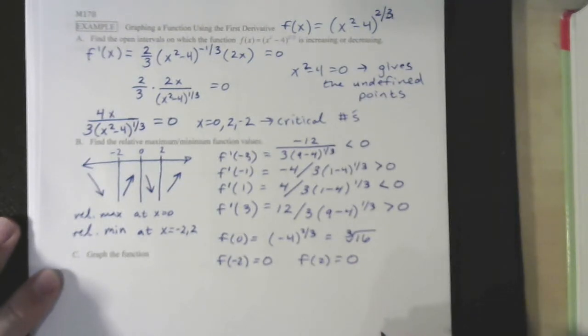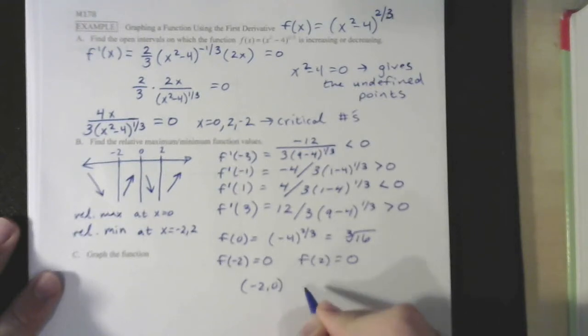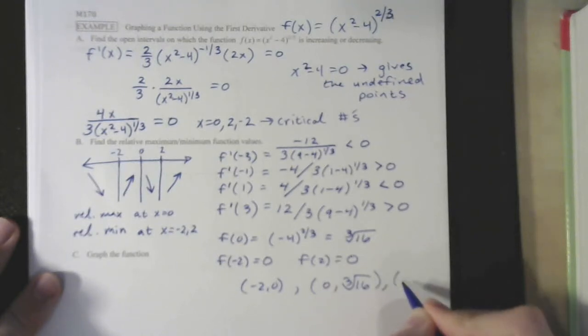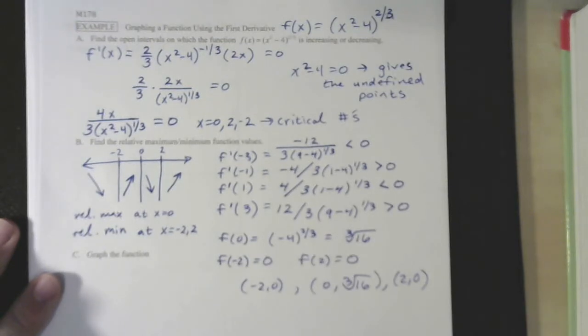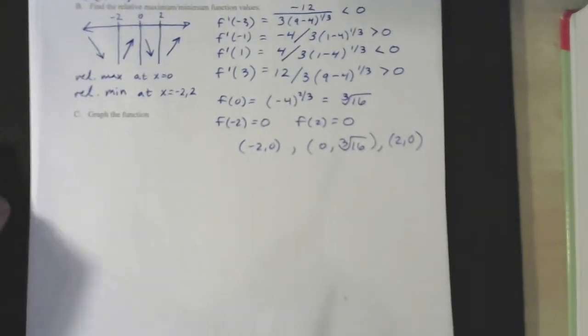So this gives us 3 points. We have negative 2 comma 0. We have 0 comma cube root of 16. And we have 2 comma 0. And we have the general shape. Now we can sketch our graph.